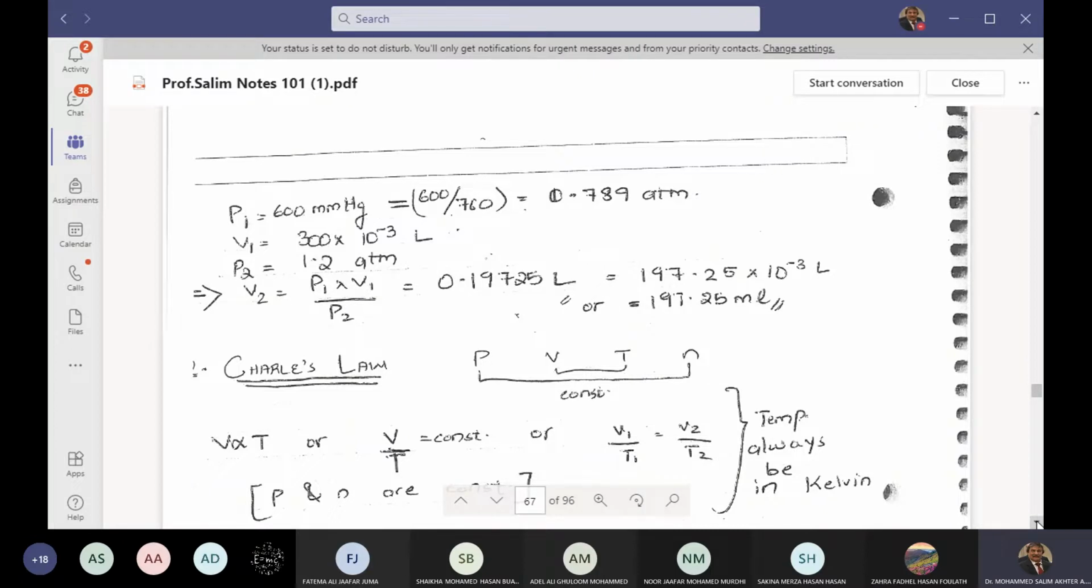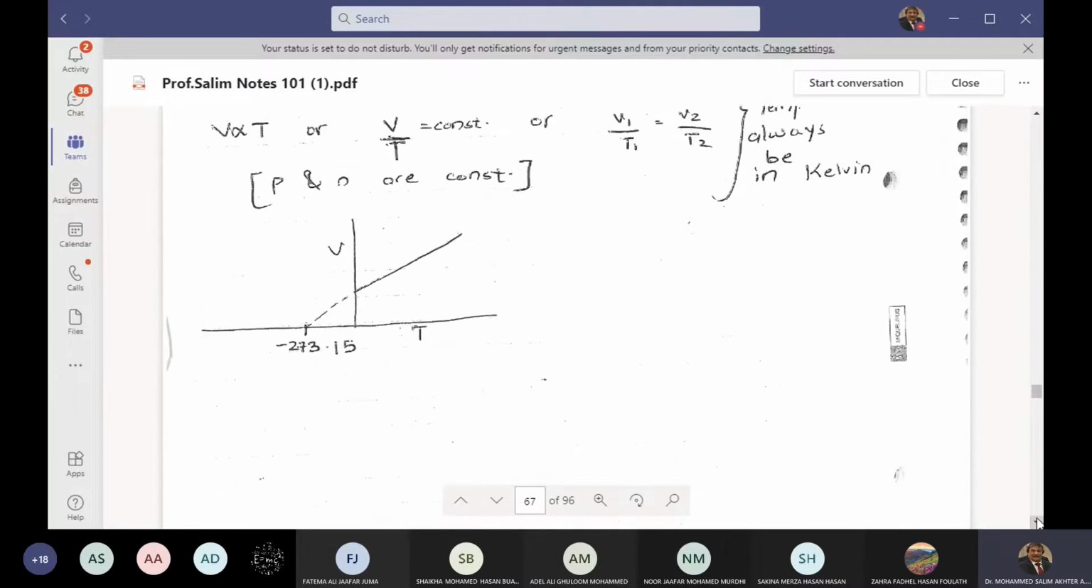Then we talked about the second one called Charles' law. Charles' law is the relationship between volume and capital T, temperature. Capital T temperature is always in Kelvin. So if the temperature is given in degree C, you can add 273.15 to give you the temperature in Kelvin. So V is proportional to T. Greater the temperature, greater the volume, keeping pressure and N, number of moles, constant.